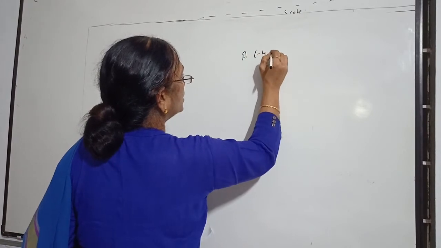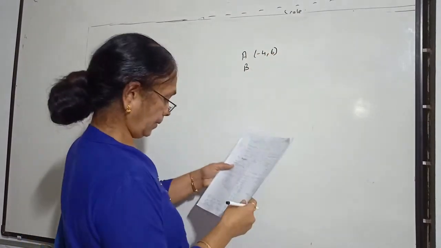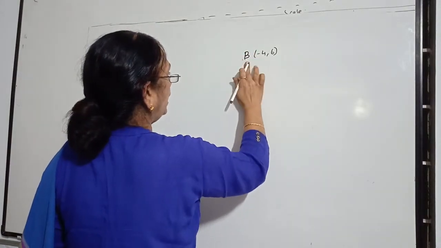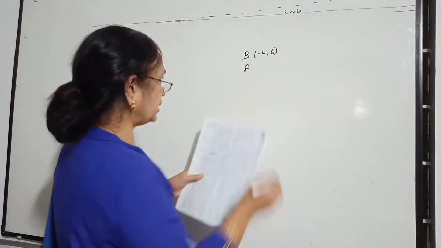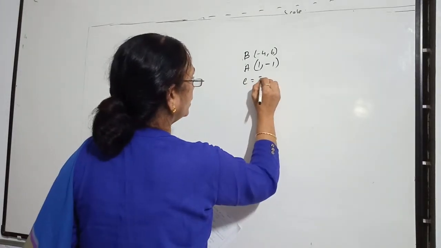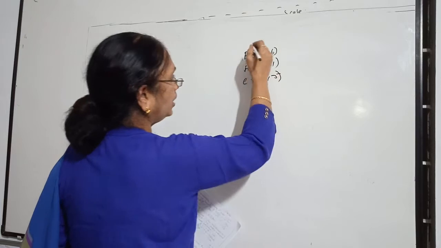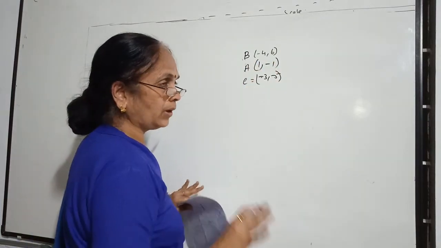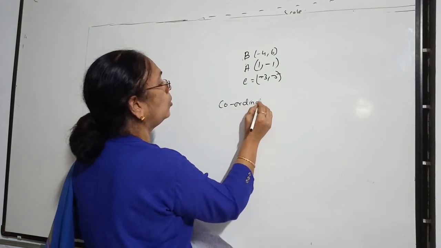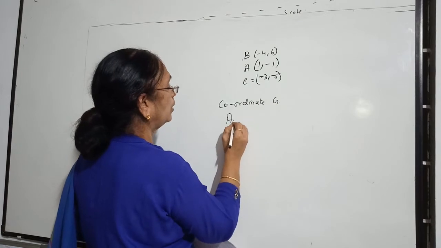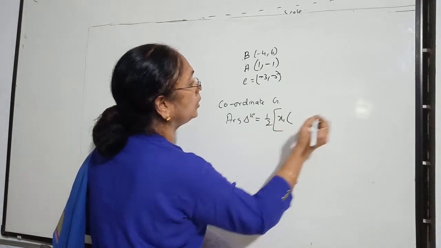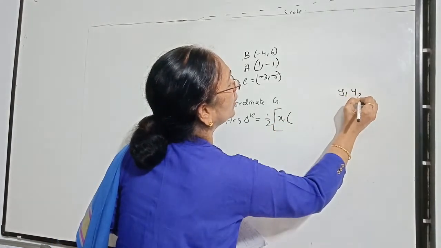A is -4, 6. B I am taking as... no, A is okay. This is B. Now A is given as 1, -1, and C is given as -3, -5. When the three vertices are given and no other area is given, base is given, you are applying your coordinate geometry. So area of the triangle is equal to 1/2 into x1 into, recollect, y1, y2, y3.